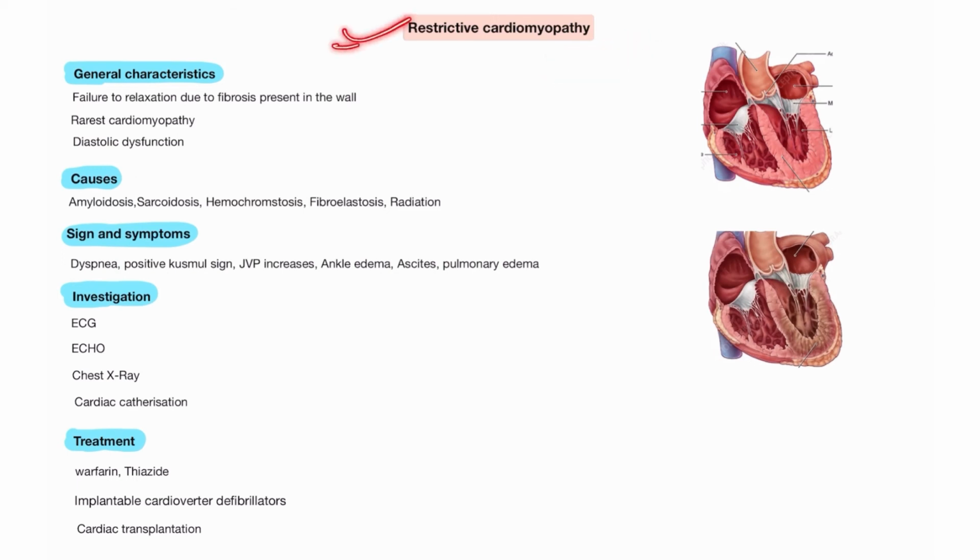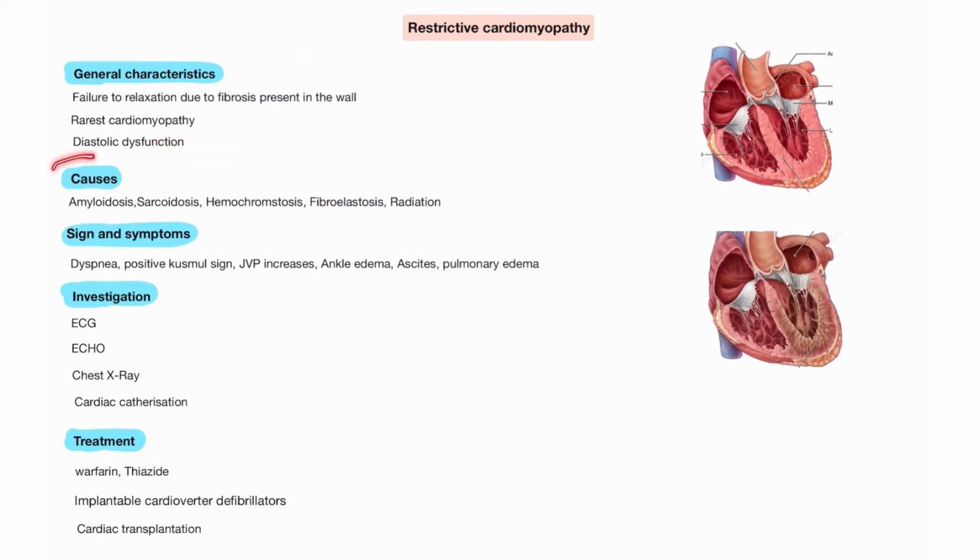If the question asks what is the rarest cardiomyopathy, then restrictive cardiomyopathy is the rarest type of cardiomyopathy. In this also there is diastolic dysfunction. I already said that hypertrophic cardiomyopathy and restrictive cardiomyopathy are diastolic dysfunction, but dilated cardiomyopathy is a systolic dysfunction. So in dilated, dilation of the ventricles abnormally occurs. This is restrictive cardiomyopathy, due to the fibrosis that occurs in the ventricular wall or muscles of the ventricles. This is the general characteristic of restrictive cardiomyopathy.